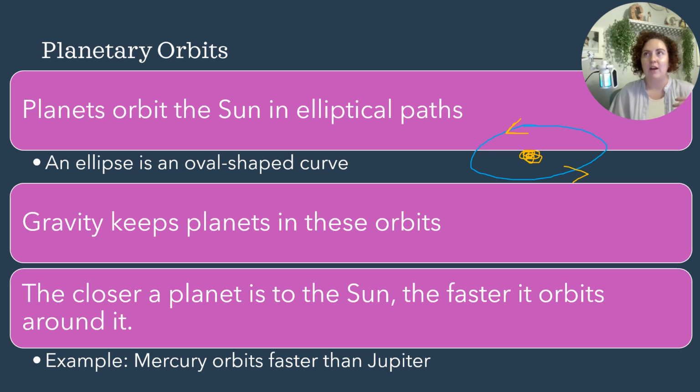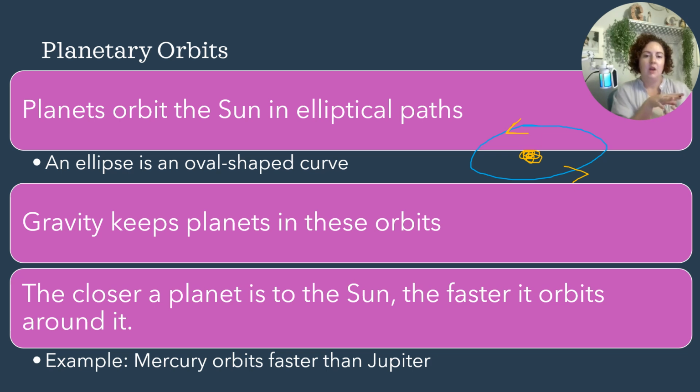Then we have the planets doing their own rotation, which is them spinning on their own axis. Okay, I just want you to make sure that you have those kind of set. So when I say either orbit or revolution, it's the same thing. Rotation, however, not.